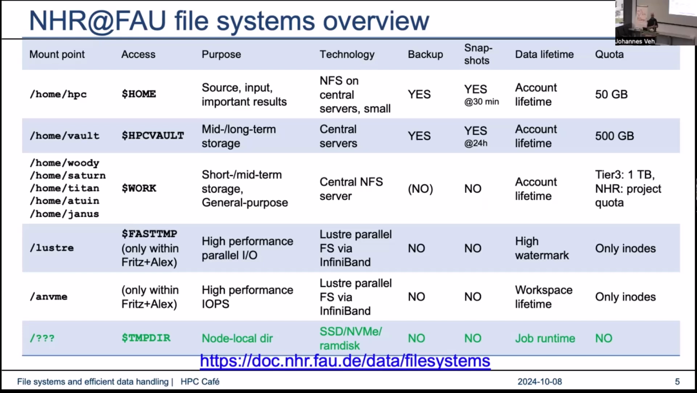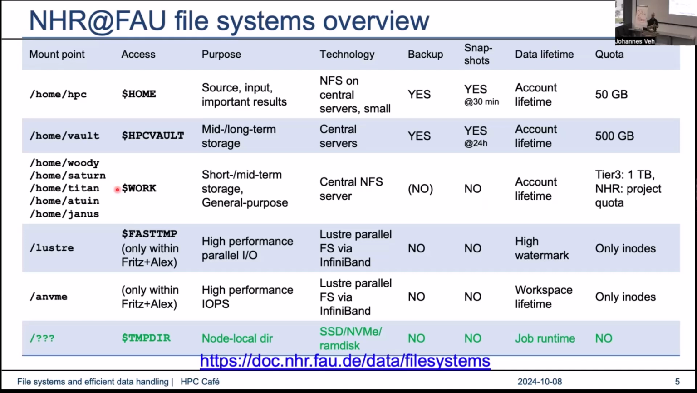Then we have our work systems. So here there are several file servers. These are not a cluster as I showed before on the slide, but a single server with some disks inside. They are Woody, Saturn, Titan, Arduino, and Janus. And they don't come with backup or snapshots. So if you delete something on these servers, it's gone. For the other two, you can retrieve it from backup or snapshots.